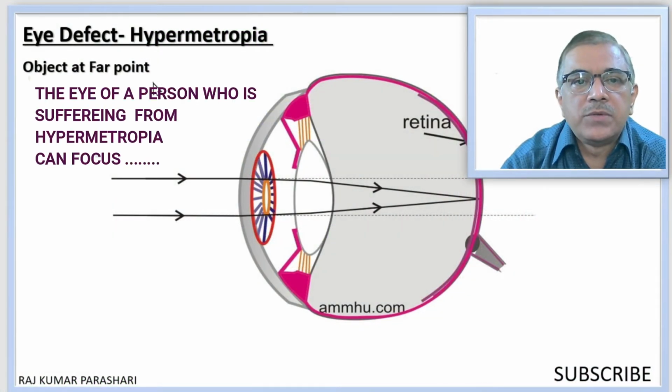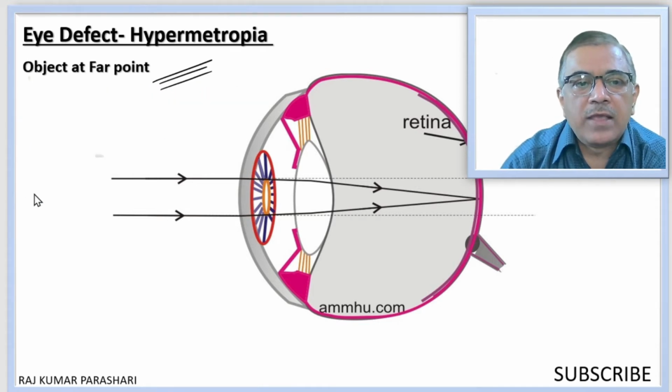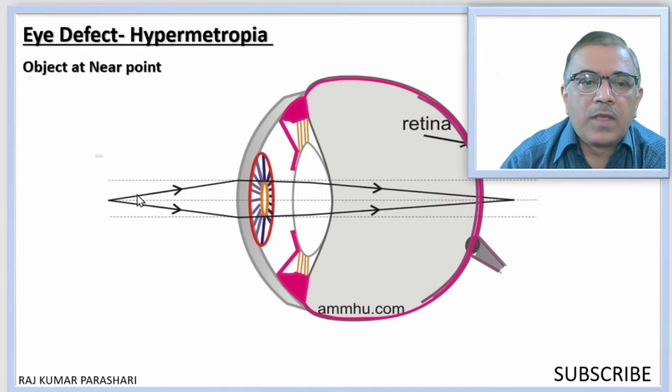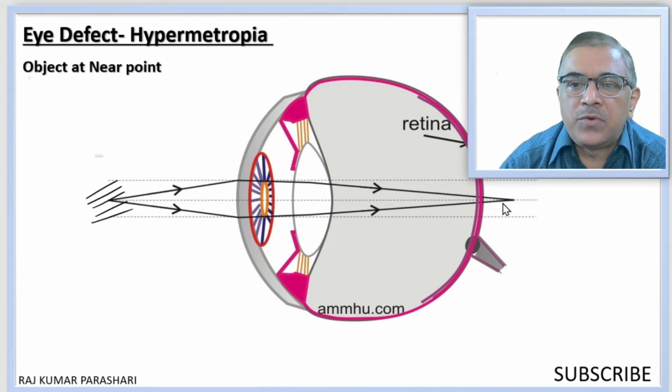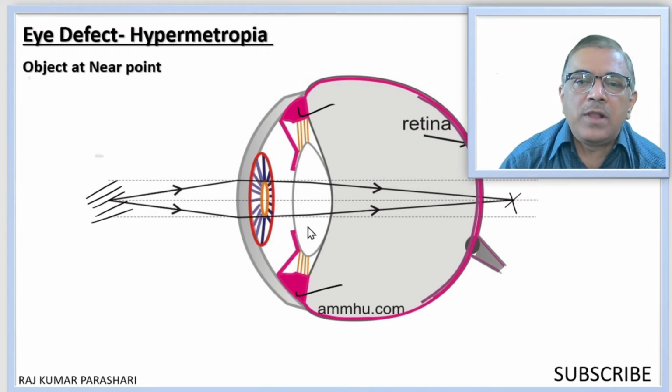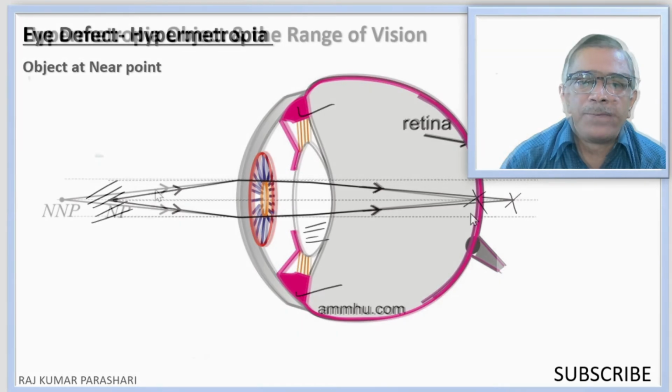The eye of a person who is suffering from hypermetropia can focus all the objects lying at far off places at the retina. However, if the objects lie close to him, then the same eye is unable to focus them on the retina. In fact, in this case, rays focus beyond the retina. This is because ciliary muscles are unable to constrict accordingly and enable the eye lens to focus rays at the retina.